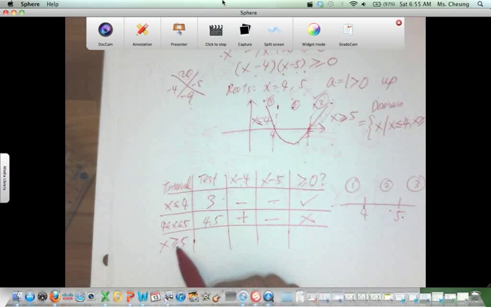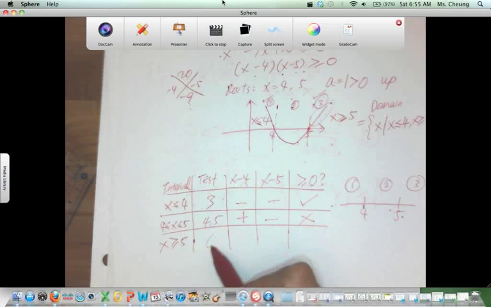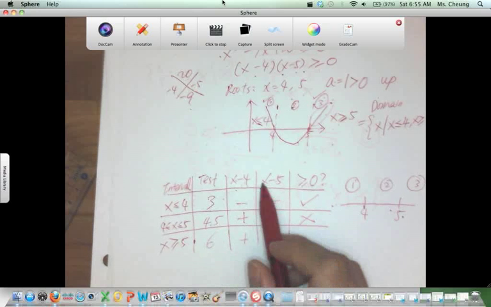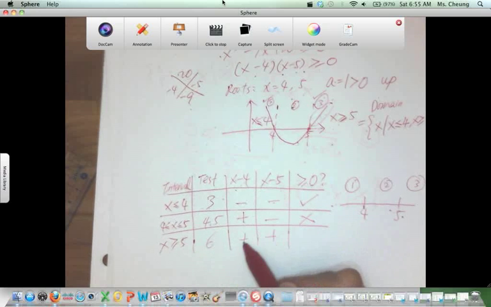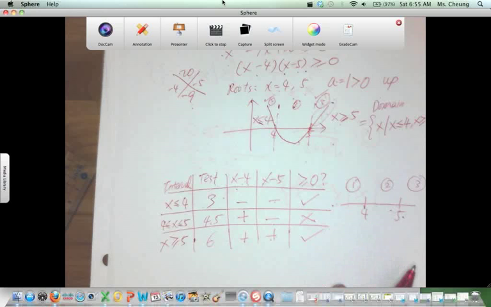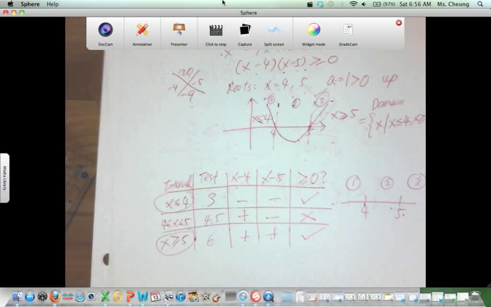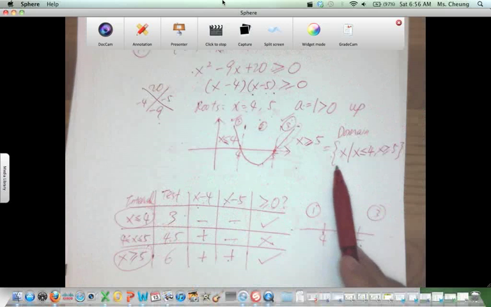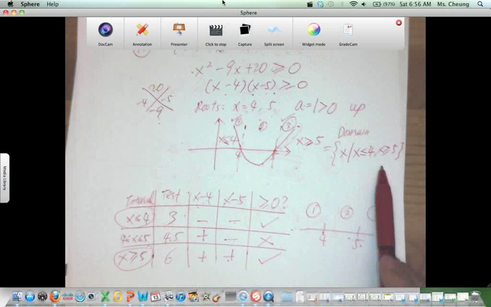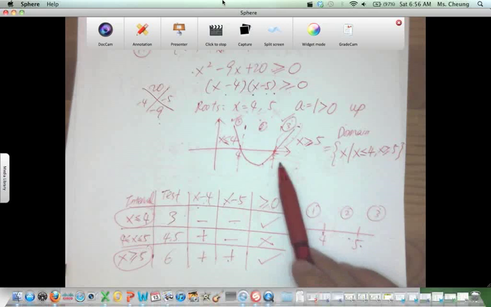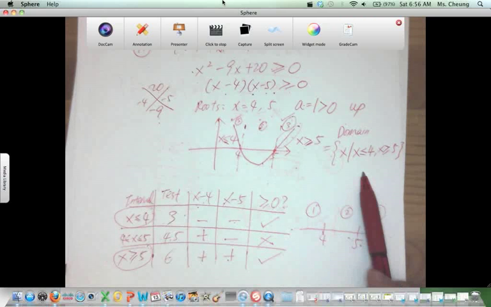And the last one, instead of choosing 5, I will choose 6. 6 minus 4 is positive. 6 minus 5 is positive. Positive times positive gives you positive, which is greater than or equal to 0. So my first and third intervals are correct. I'm writing the same domain because they are the same. Using different methods, graphing or tables, they will give you the same domain. So this is my answer.